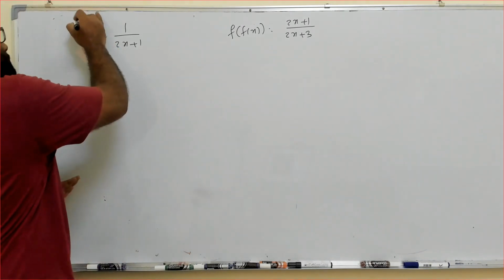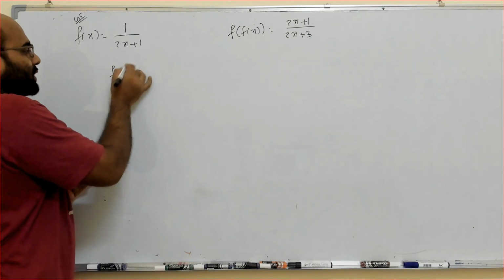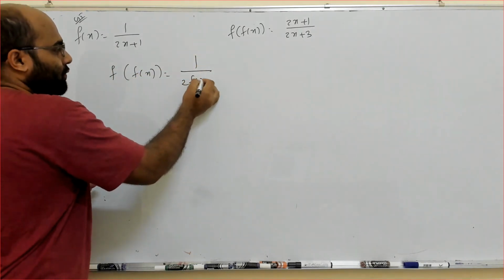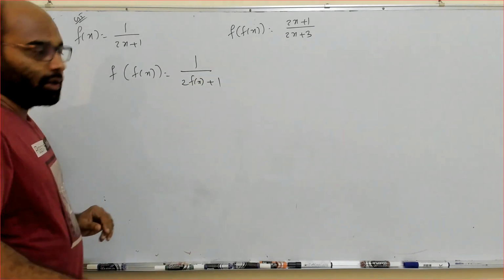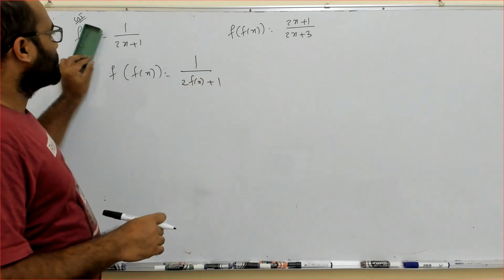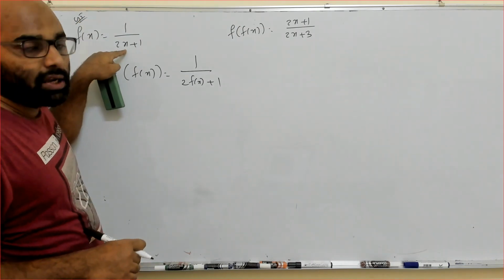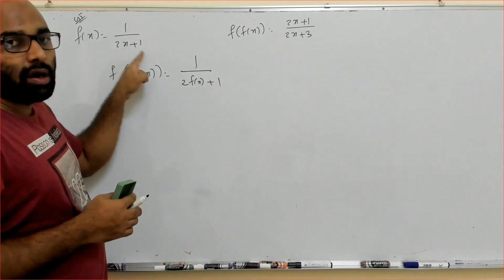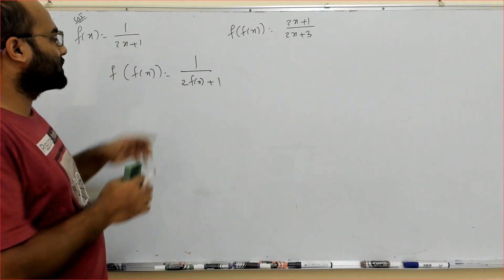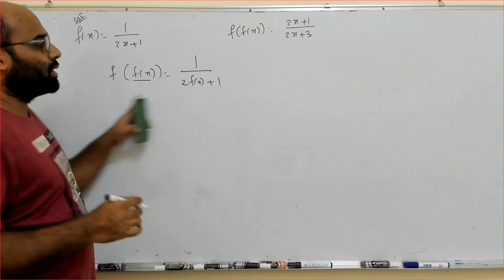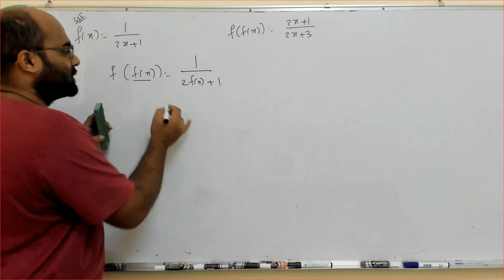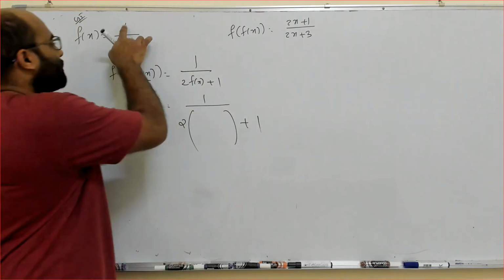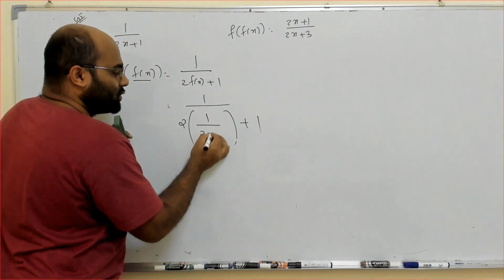Given this one, f of f of x equal to 1 by 2 into f of x plus 1. Agreed? You know f of x is this one. So f of duster equal to 1 by 2 into duster plus 1. f of marker equal to 1 by 2 into marker plus 1. So f of x, this I replaced. So 1 by 2 into f of x plus 1, that's equal to 1 by, what is f of x? f of x is this one, 1 by 2x plus 1.